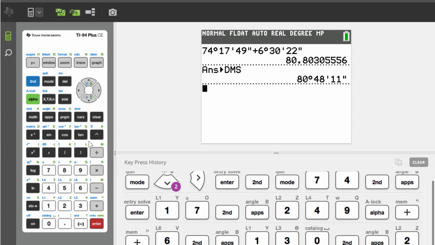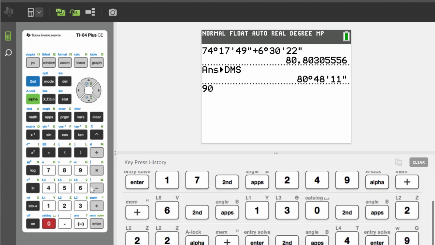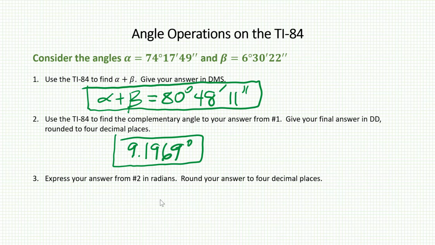So on the calculator, obviously, I could type 90 and then minus, and I could type in 80 degrees, 48 minutes, 11 seconds. But since that was the last answer showing, if you notice down here in blue, it says ANS above the negative sign. So I hit second and choose that. I'm telling the calculator to subtract my last answer from 90. It'll do it directly, and again, this is exactly what we wanted. We wanted the answer in DD form. Rounding to 4 decimal places will give me 9.1969 degrees.